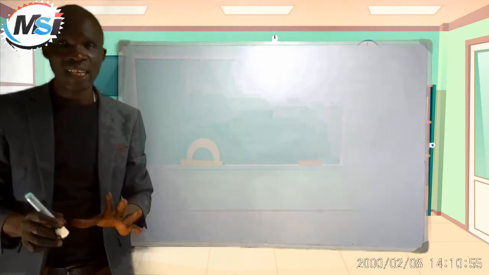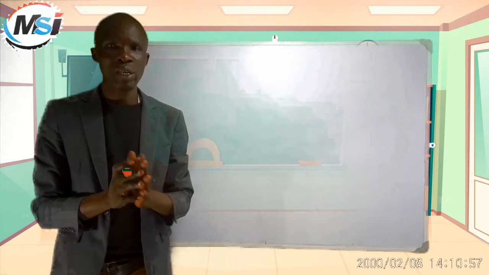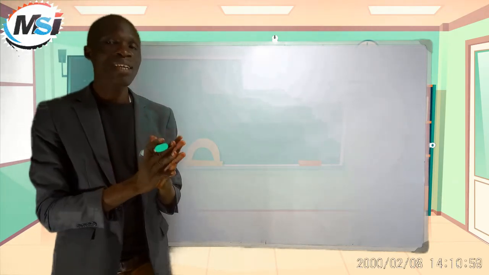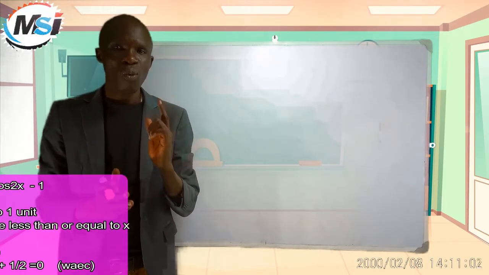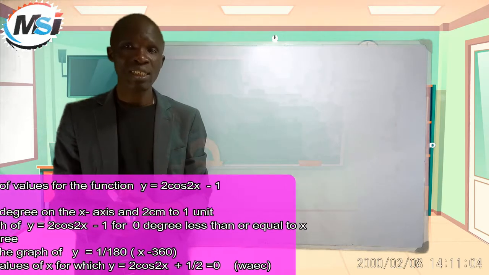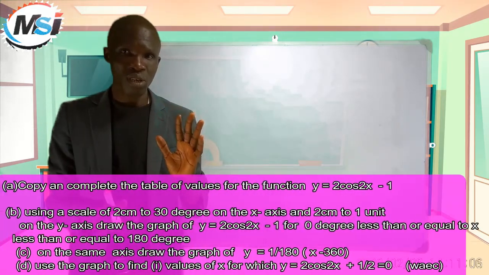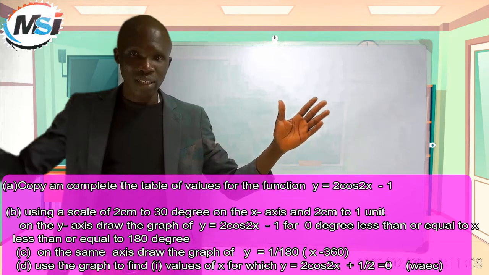Alright. Okay class, if you look at the question very well, you discover that they ask us to draw the graph of y equals 1 over 180 bracket x minus 360 degrees. You don't need to take it long.